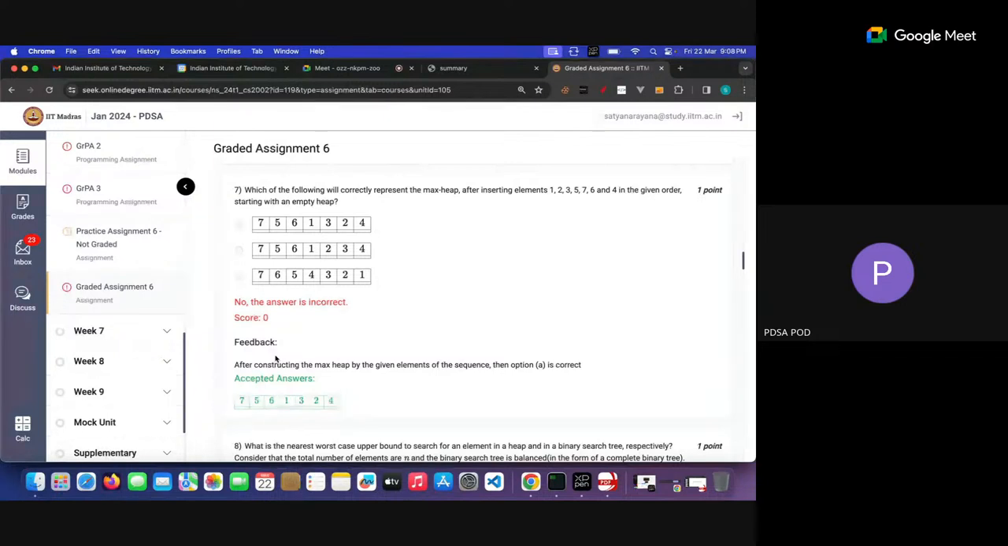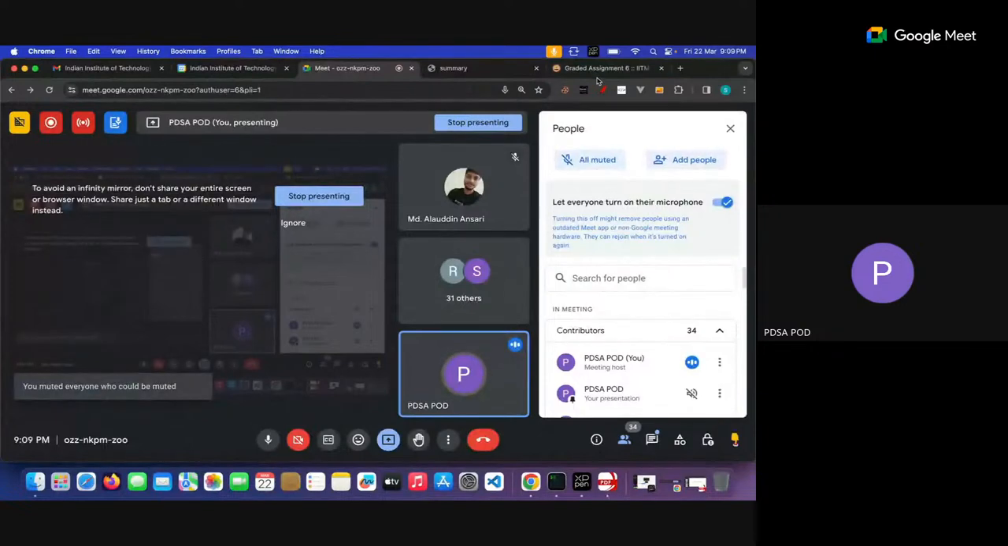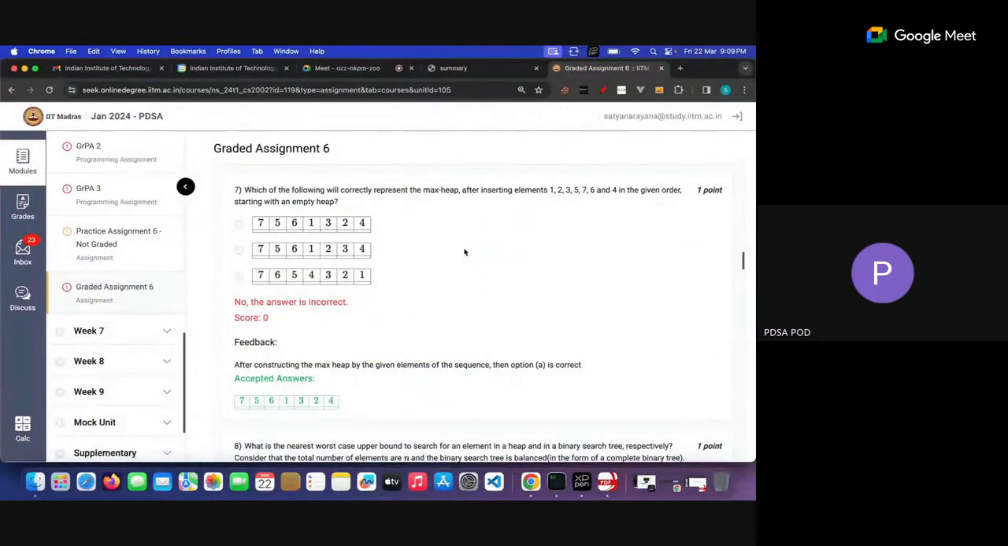Let me check what really happened. It's a max heap. The max heap condition is that every time the root must be greater than its left and right descendants. There is no condition that left should be less and right should be greater. The only condition is that the root must be greater than its descendants. Based on that, we insert the elements, starting with the empty heap. First we insert one.